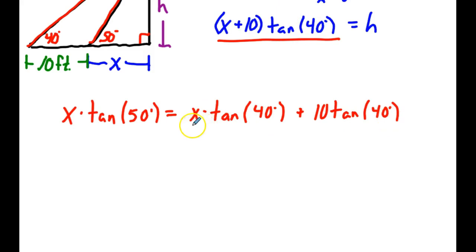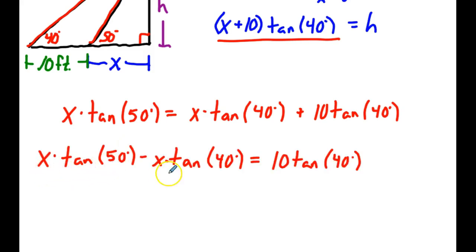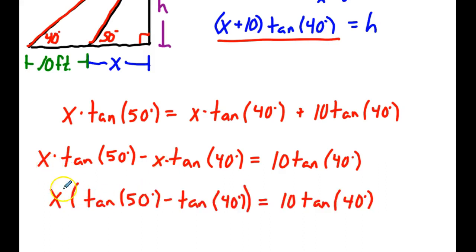If we're trying to solve for x, we want all of our terms that incorporate x on one side of the equation. So we're going to subtract x times the tangent of 40 degrees to the left side. Now if we look at both these terms, they have a factor of x in common, so we can bring that out in front. Now that we have x factored out in front, we can divide by the quantity of tangent of 50 minus the tangent of 40 degrees to get x isolated by itself.